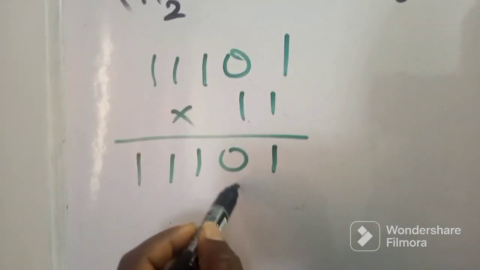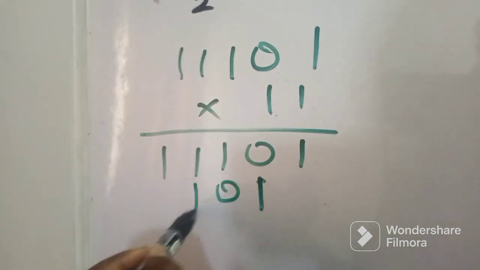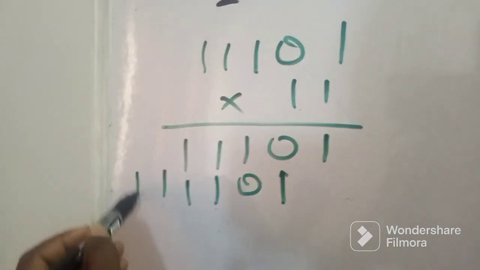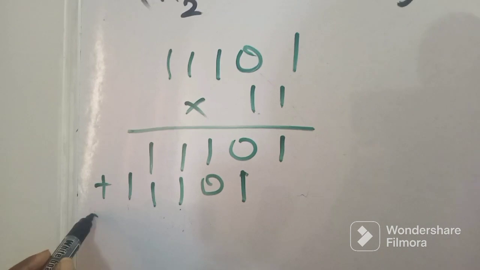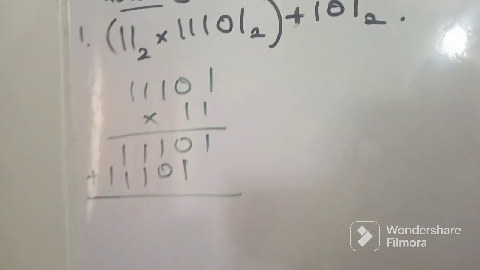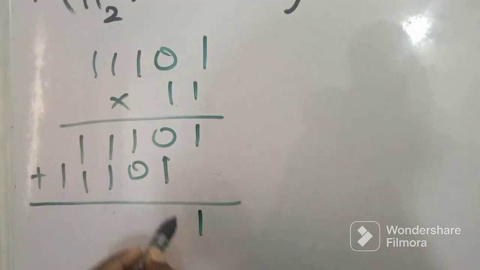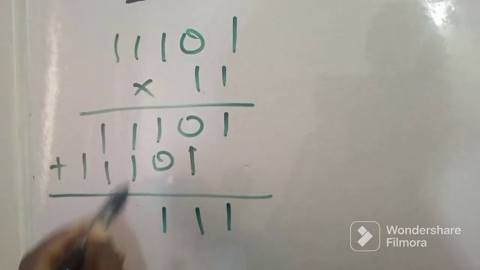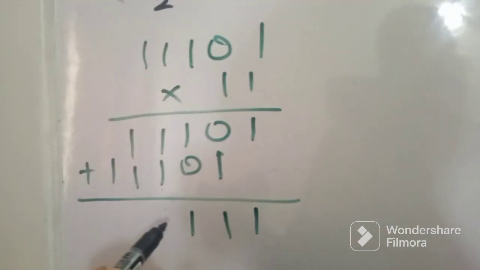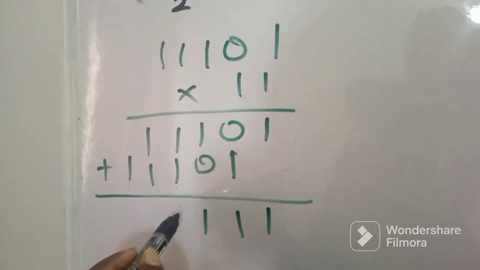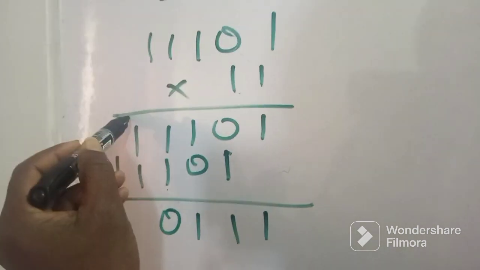1 times 1 will give me 10111. Then add the two together. That will give us 111. This will give me 2, and when you convert it, it will give you 1 remainder 0. So you write down the remainder and carry 1.